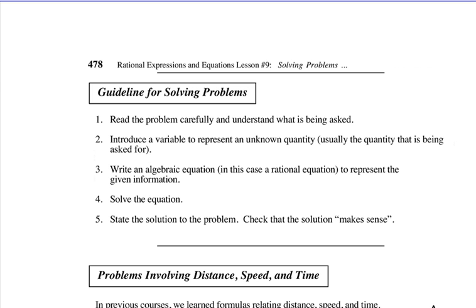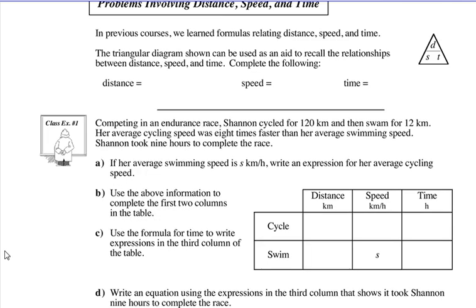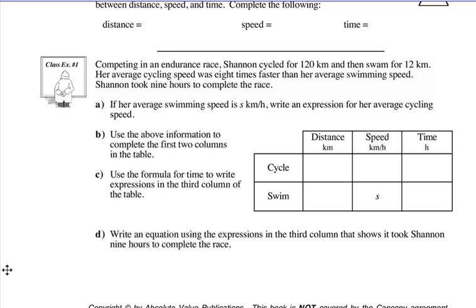So read the problem carefully. Introduce a variable to represent an unknown quantity. Write an equation, solve the equation, and then write a sentence. So let's look at this problem here. Competing in an endurance race, Shannon cycled for 120 kilometers and then swam 12 kilometers. Her average cycling speed was 8 times faster than her average swimming speed. Shannon took 9 hours to complete the race. If her average swimming speed is S, so they tell us that the average swimming speed is S, write an expression for her average cycling speed.